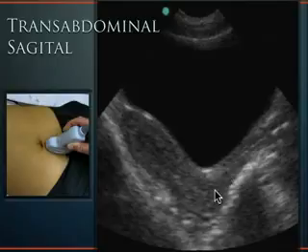Okay? Now imagine that the uterus is sort of a light bulb shaped structure, and then down here at the bottom of the light bulb, that's where the cervix is.